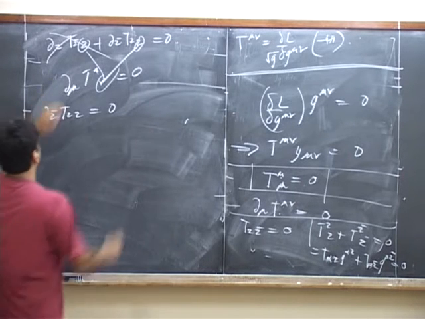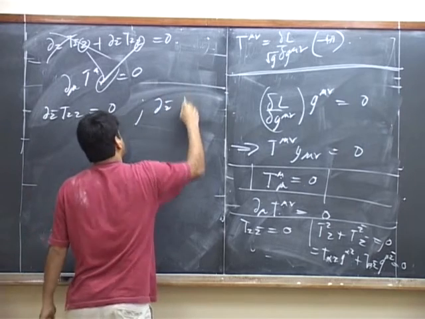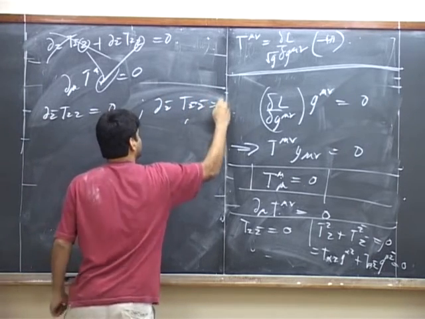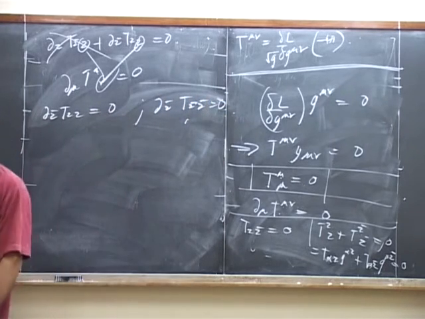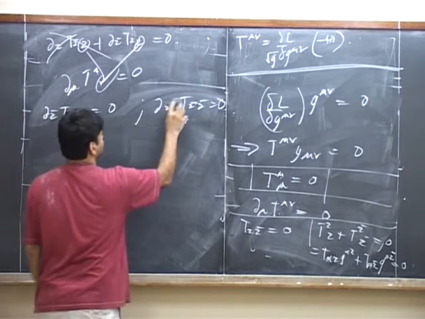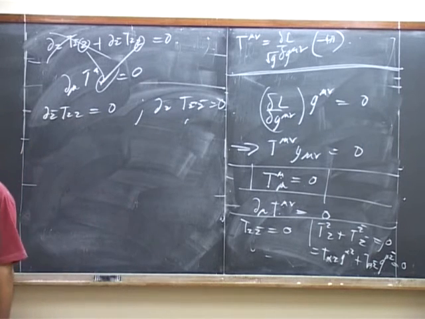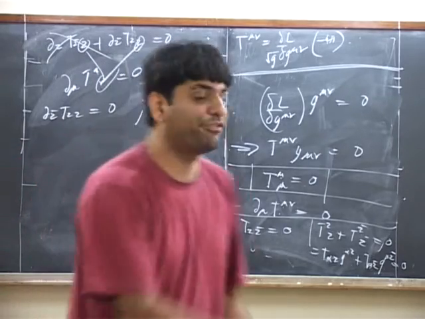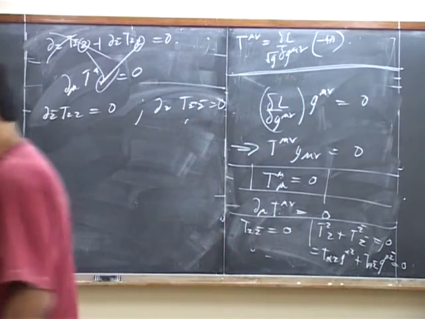Similarly, if you let the free index be z bar, you can do del z bar of T Z bar, fine, del z. So T Z bar Z bar is an anti-analytic function of the position of its insertion.